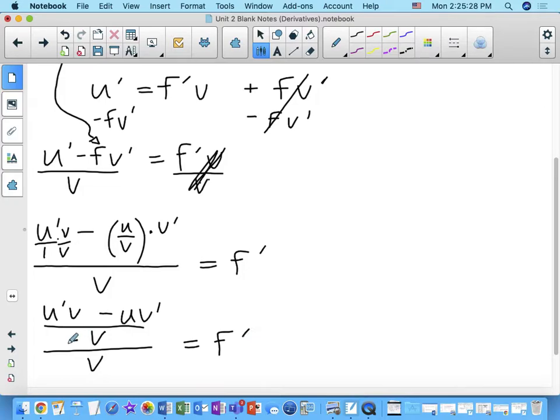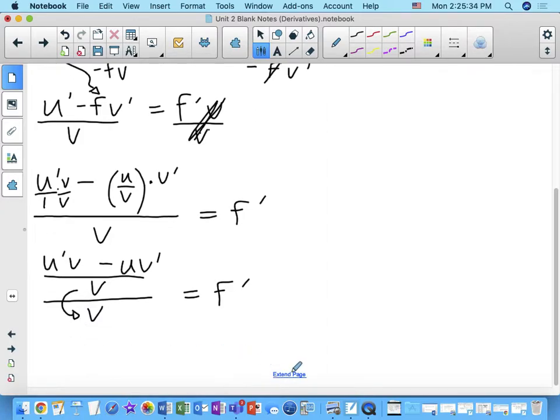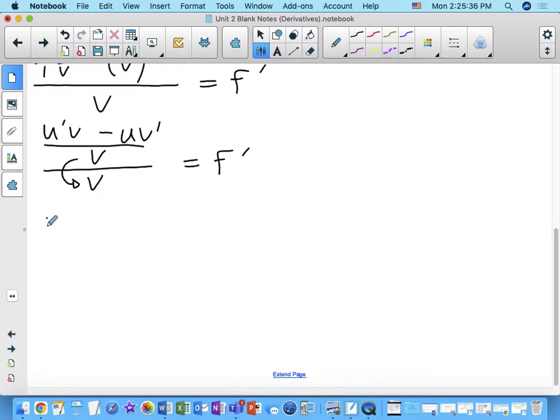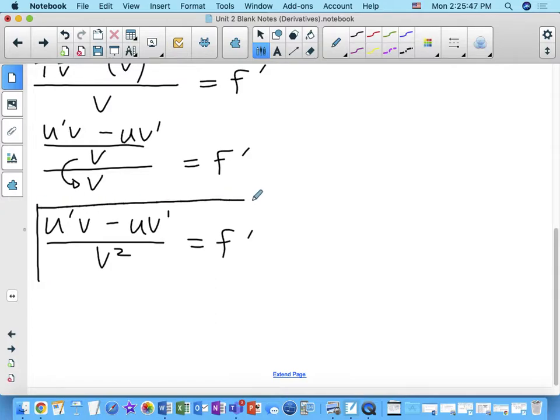Then I can bring this down, and then I have my quotient rule, because it's v times v, which is v squared. Okay? So that's where this comes from. You have to do the product rule to be able to get the quotient rule.